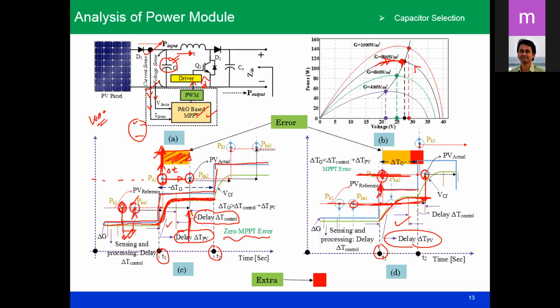Okay, so if you see it carefully and if you multiply this del T along with the power, you can have this amount of extra energy loss, where this is the previous one and the red one is the extra one. This red one is the extra energy loss happening because of the improper selection of the capacitor value.